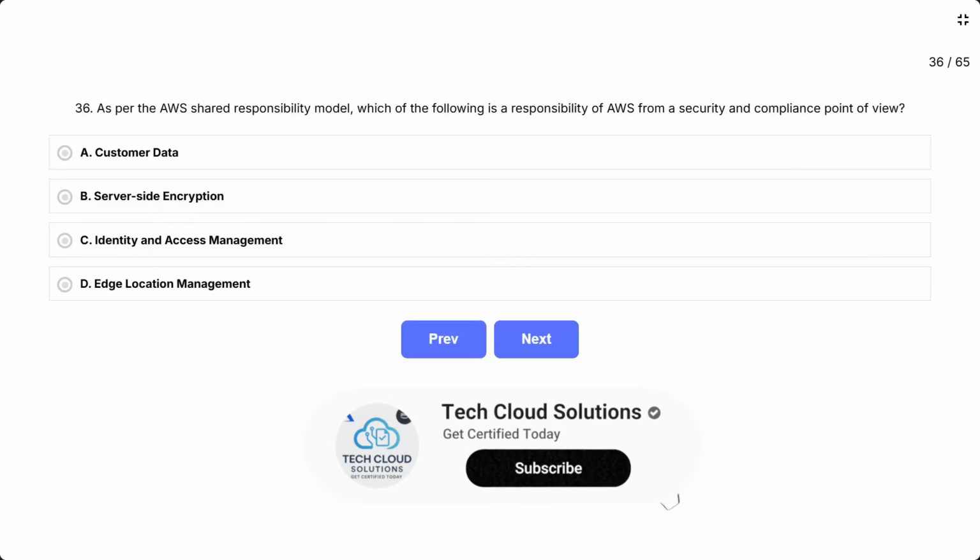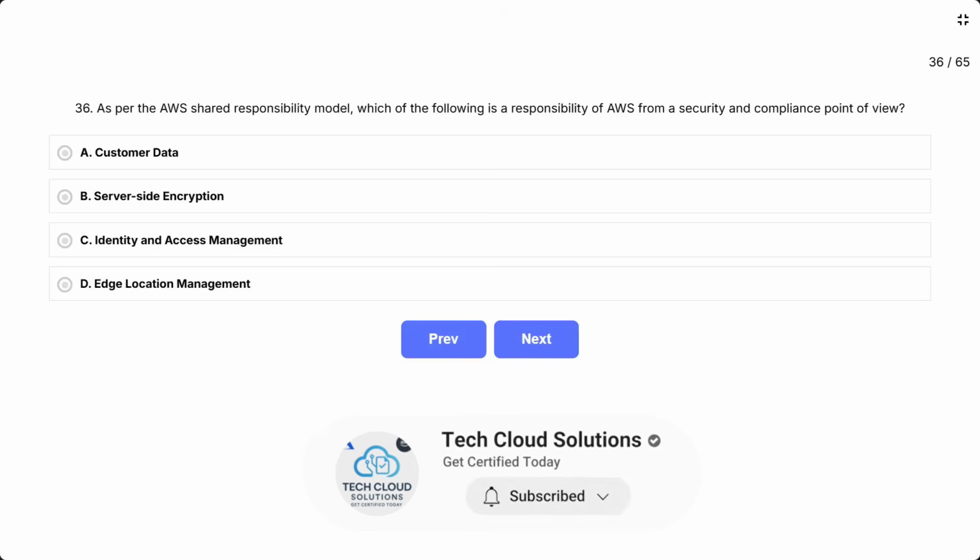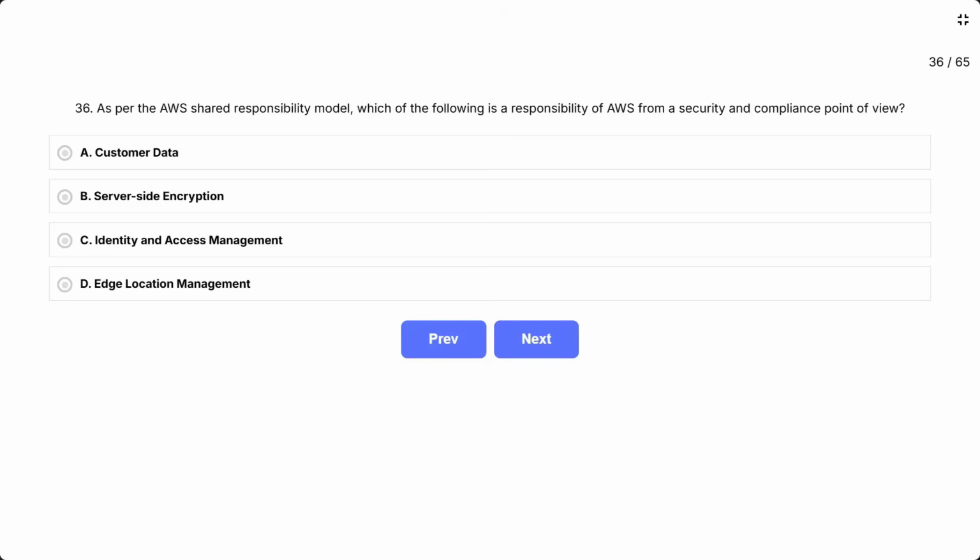As per the AWS shared responsibility model, which of the following is a responsibility of AWS from a security and compliance point of view? A. Customer data. B. Server-side encryption. C. Identity and access management. D.